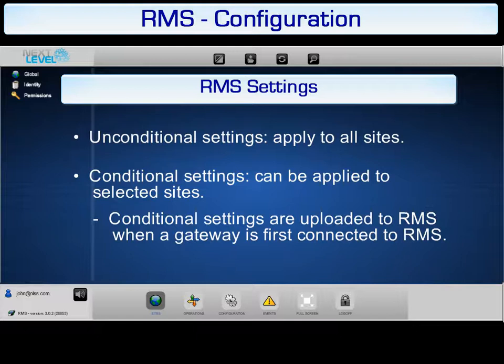A good practice when implementing an RMS deployment is to first set up a local gateway, then enable RMS. The gateway's conditional settings are uploaded to RMS, and later can be transferred to other gateways if desired.